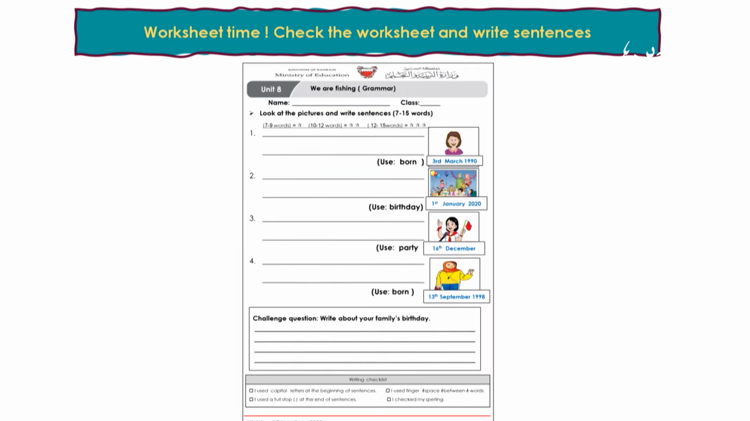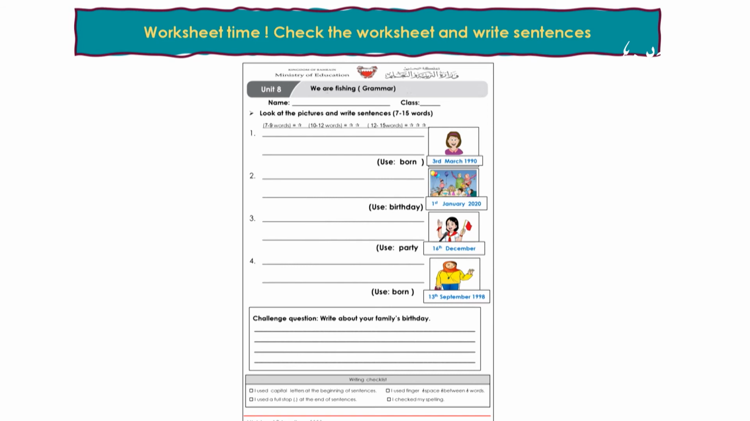Now you're going to have a worksheet. In this worksheet, you're going to look at each picture and write sentences from 7 to 15 words. At the end, you're going to have a challenge question. In this challenge question, you're going to write about your family's birthday. But remember always your checklist.